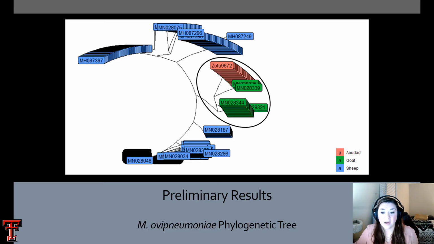The last thing I'd like to talk about today is our Mycoplasma ovipneumoniae phylogenetic tree. All of these sequences here in blue and green were sequences that were published in a paper from Kamath in 2019. These are all MOVI sequences that have been found in either domestic sheep, domestic goats, or Rocky Mountain bighorn sheep. These in blue are considered from domestic sheep, and these in green are considered domestic goat strains. Ours are in red right here.